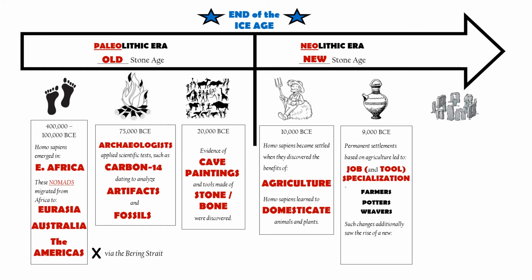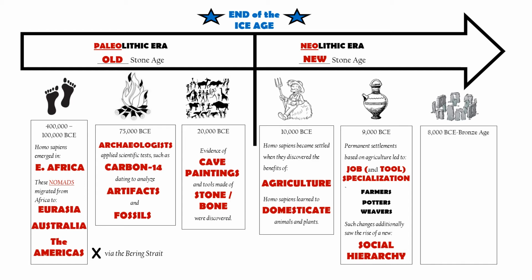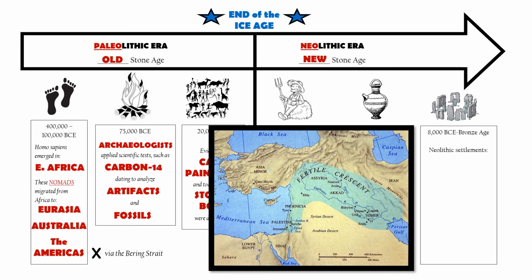Eventually, these kind of changes or additions to society allow for the rise of social hierarchy, where we begin to see that we're ranking jobs and putting jobs in different classifications. By about 8000 BCE through the Bronze Age, we have some examples of our first Neolithic settlements that we've been able to study and that are still around today for us to visit.